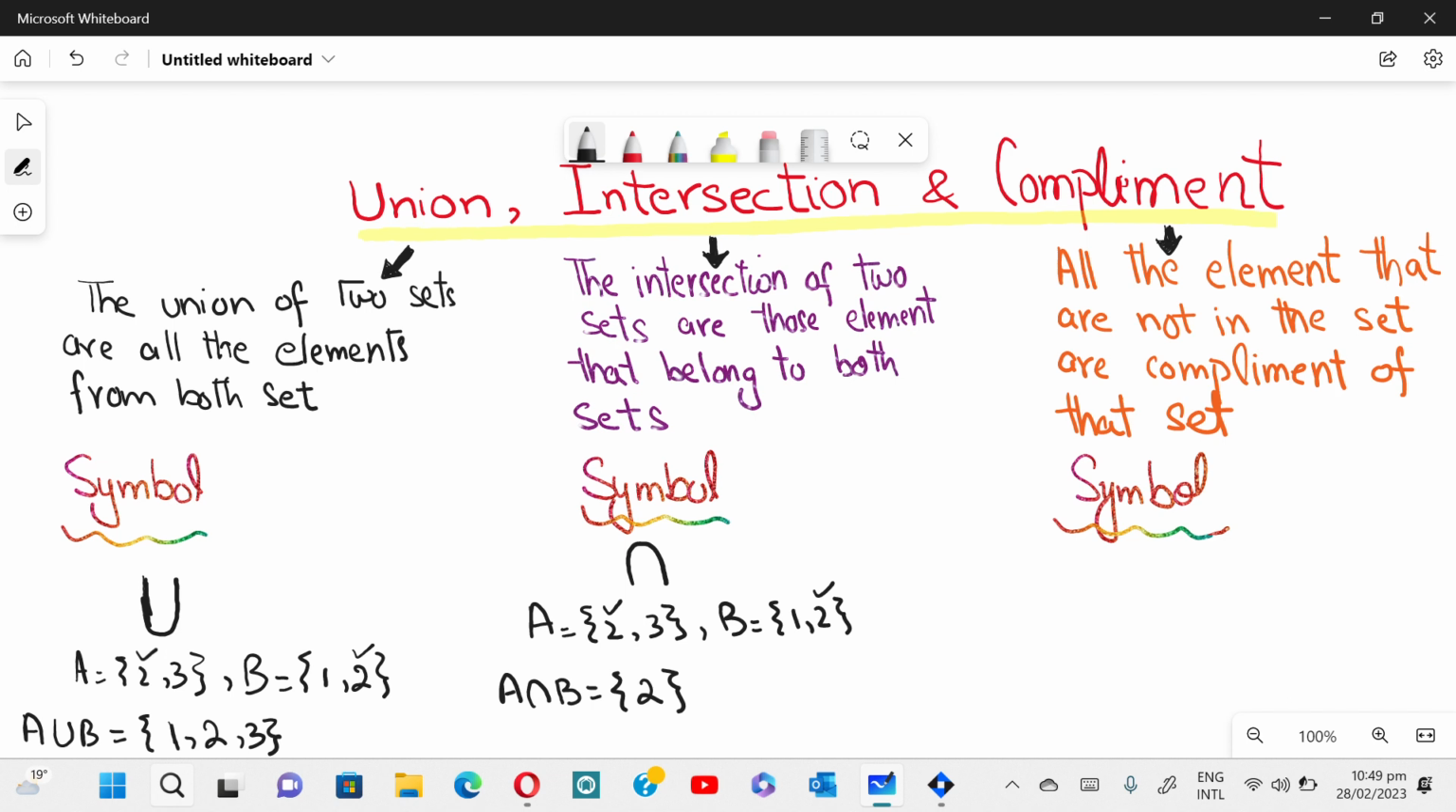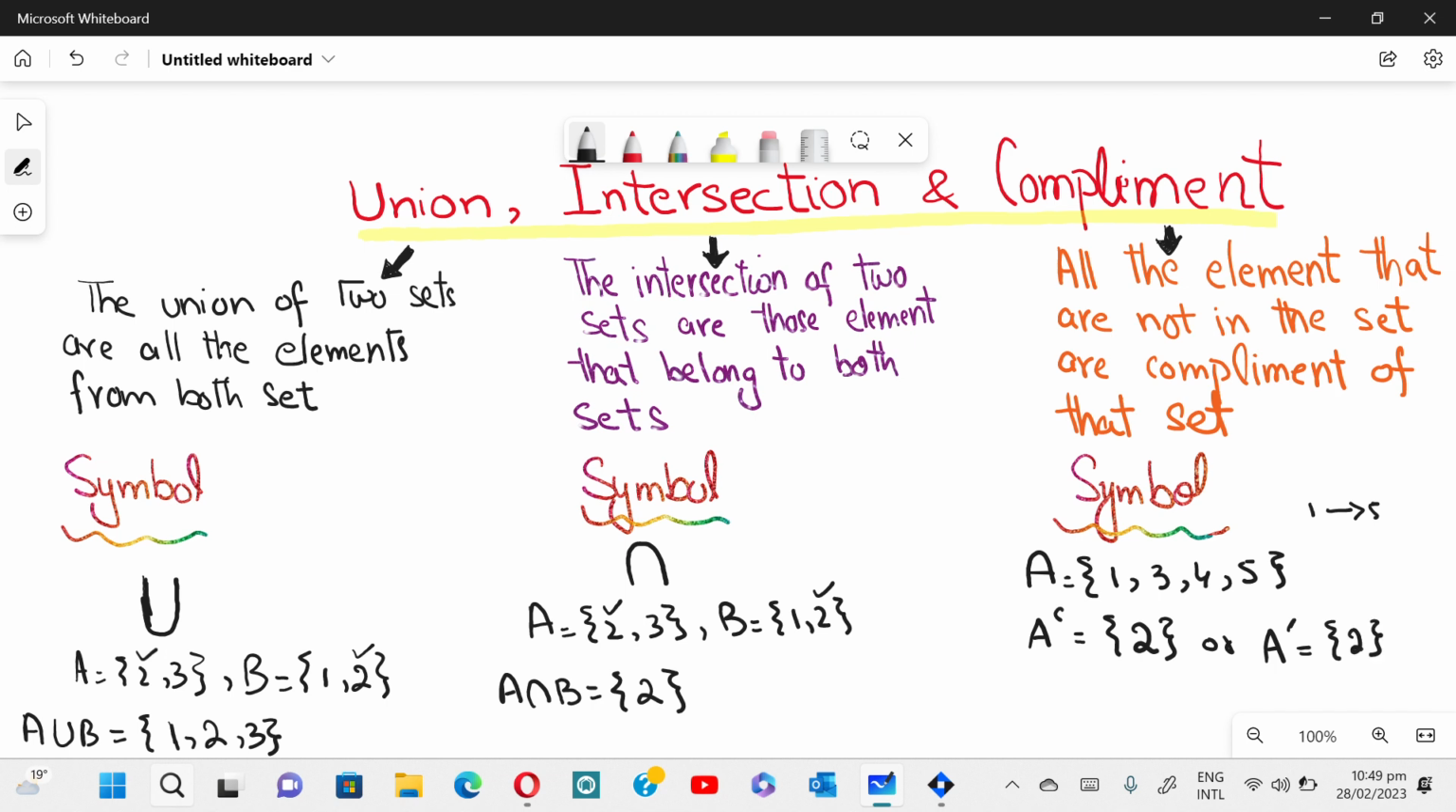Now the third one is the complement. Complement is actually all the elements that are not in the set. For example, if I have a set A and its elements are 1, 3, 4, 5. Now I have to write the complement because my set is starting from 1 and ending at 5. So I'm going to write A complement equals, because 2 is missing, I'm going to write here 2. Or I can also show it with A prime. I'm going to call it A prime, but it's actually the complement and it's equal to 2.